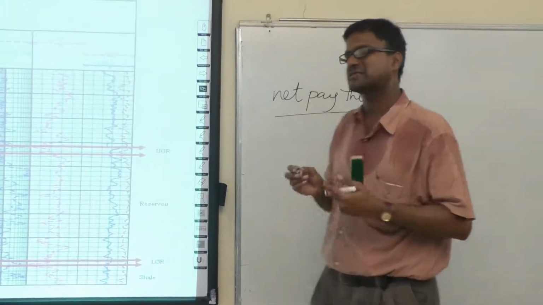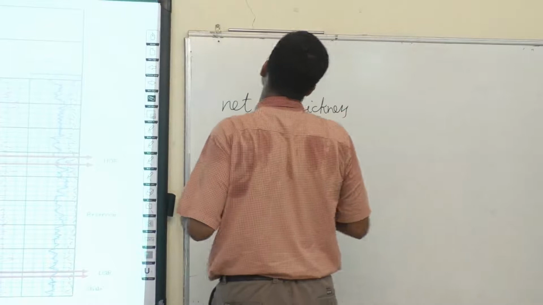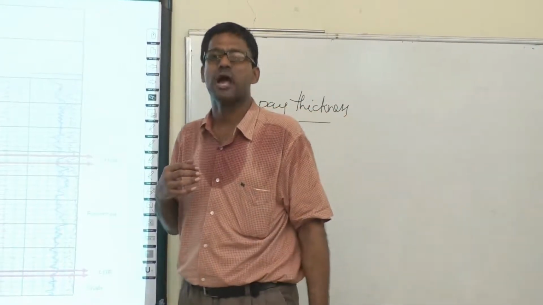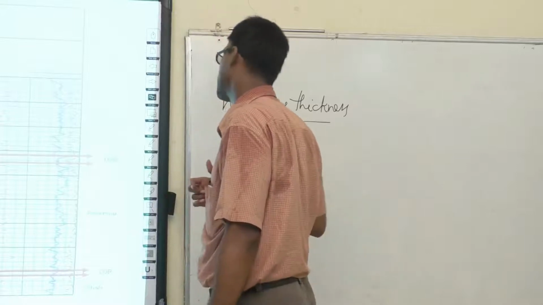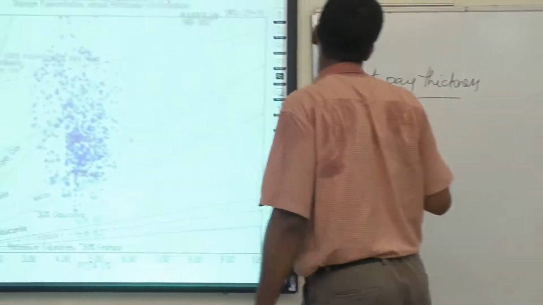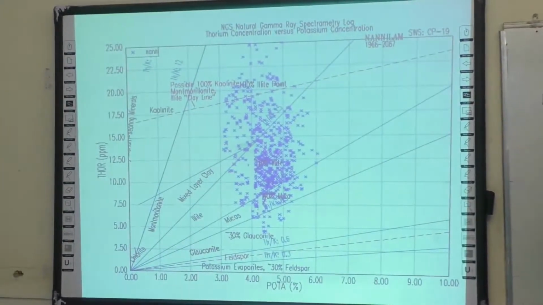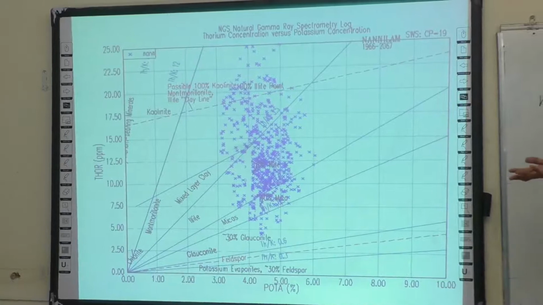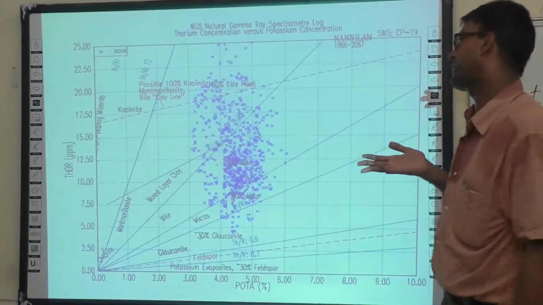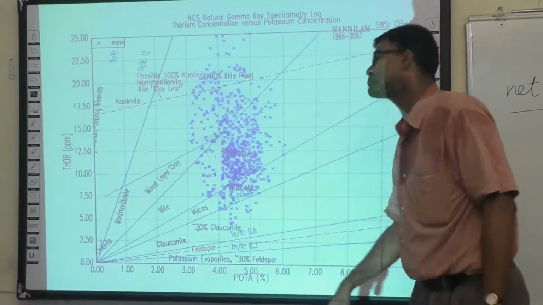Net pay thickness is the thickness of the reservoir where we have the presence of hydrocarbons. That is the net pay thickness. Here I told you why we don't take uranium. We did not consider uranium here because it is less than 1 ppm. So we have used thorium and potassium ratios.